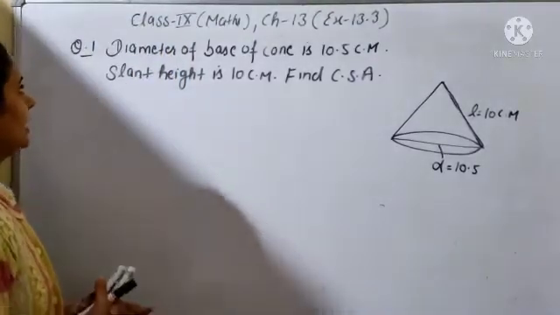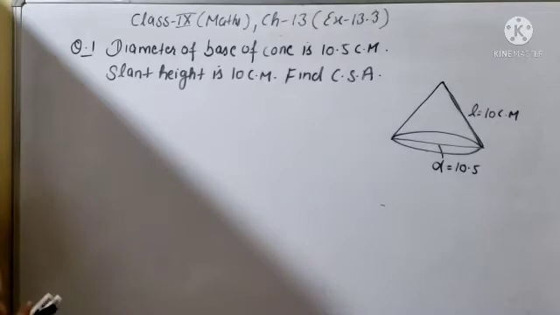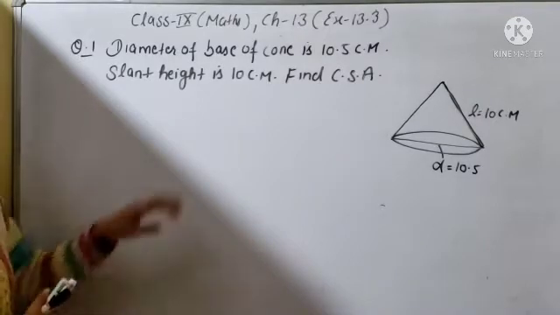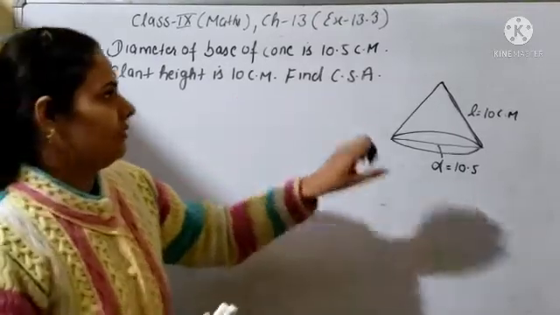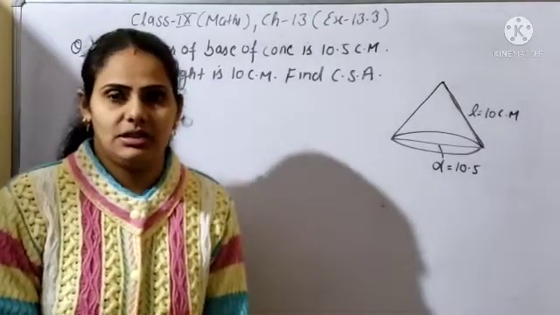So in the exercise 13.3 what is given? The diameter of the base of a cone is 10.5 centimeter and the slant height is 10 centimeter. Find the curved surface area of the cone.